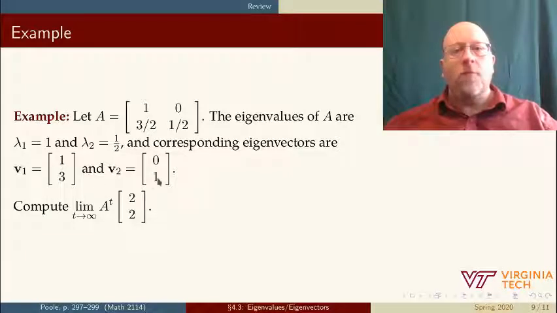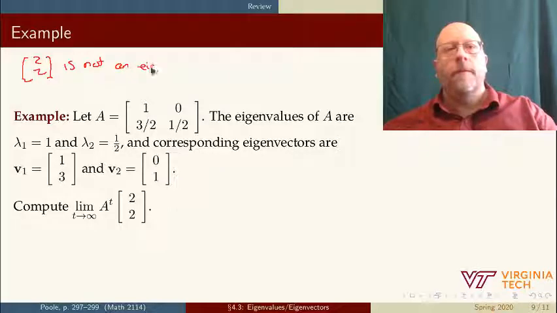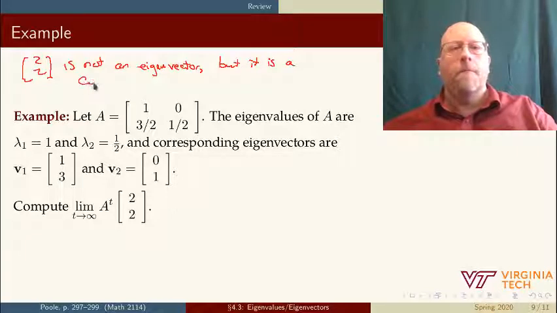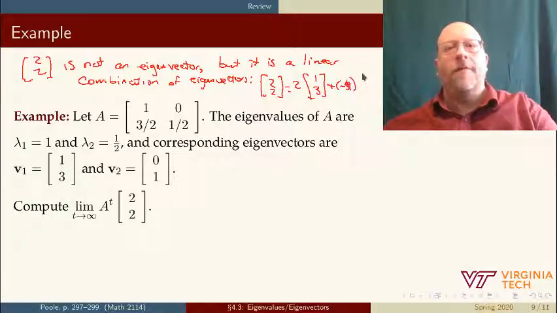Well, again, 2, 2 is not one of these two eigenvectors. 2, 2 is not an eigenvector. But it is a combination of eigenvectors. Or if you want to say a linear combination of eigenvectors. Specifically, 2, 2 is equal to 2 times the first eigenvector, 1, 3, plus -4 times eigenvector 0, 1.